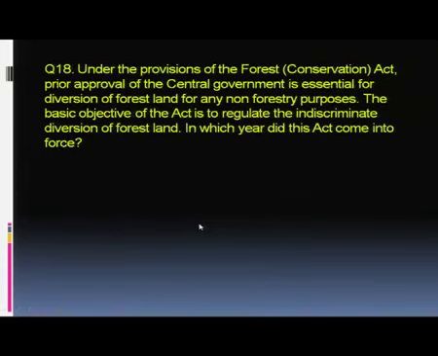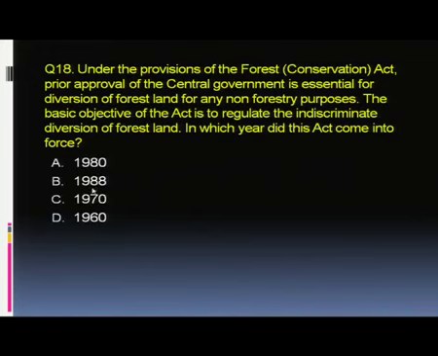I hope this question was quite clear. Next, moving on to the 18th question. Under the provisions of the Forest Conservation Act, prior approval of the central government is essential for diversion of forest land for any non-forestry purposes. The basic objective of the Act is to regulate the indiscriminate diversion of forest land. In which year did this Act come into force?